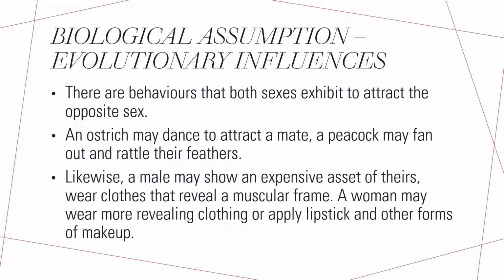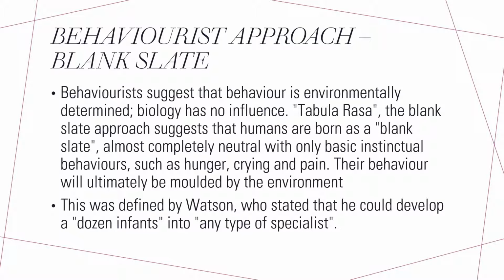In this regard, there are behaviors that both sexes exhibit to attract the opposite sex. For example, using an example from the animal kingdom, an ostrich may dance to attract a mate. A peacock may fan out and rattle its feathers. Likewise, a male may show an expensive asset of theirs, wear clothes that reveal a muscular frame. A woman may wear more revealing clothing or apply lipstick and other forms of makeup.